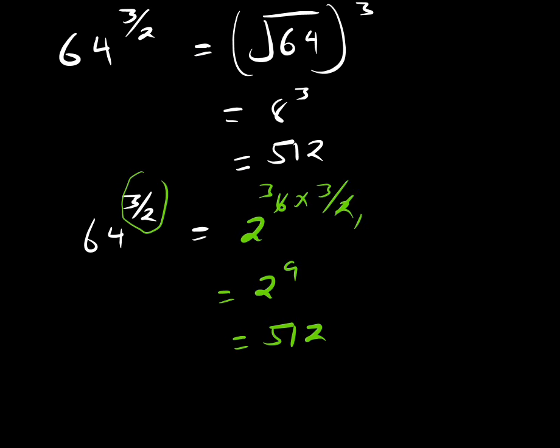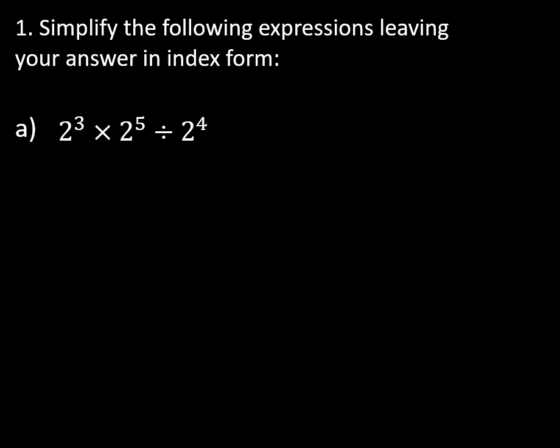I'm going to have some examples so that you can apply the laws to simplify the questions. The first example says, simplify the following expressions, leaving your answer in index form. 2 power 3 times 2 power 5 divided by 2 power 4. Remember that when you're dividing two numbers with the same base, subtract the powers, and therefore 2 power 5 divided by 2 power 4. Simply pick one base, 2.